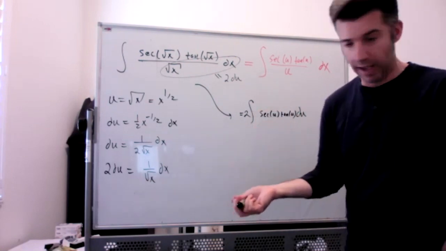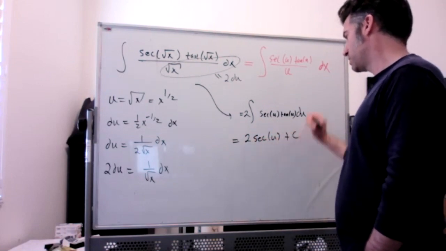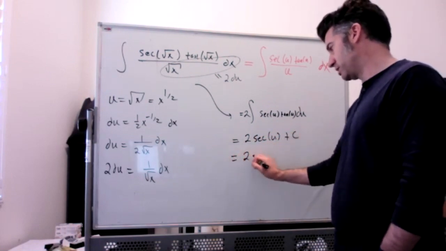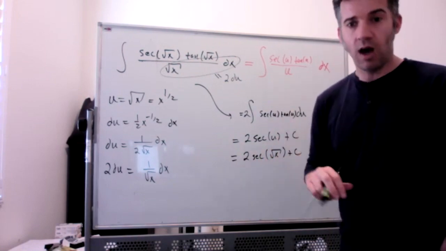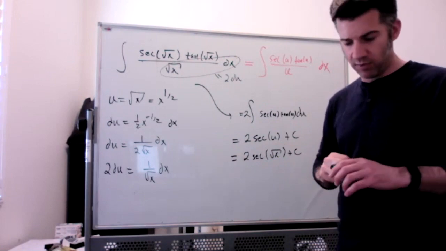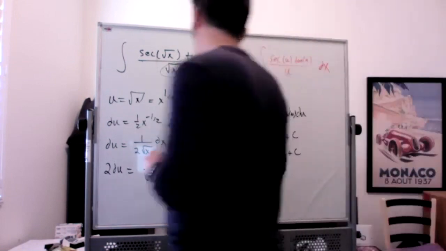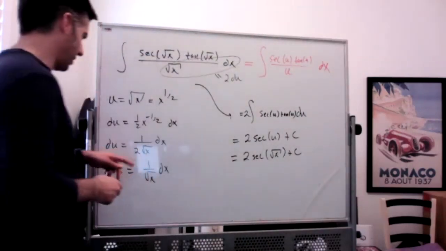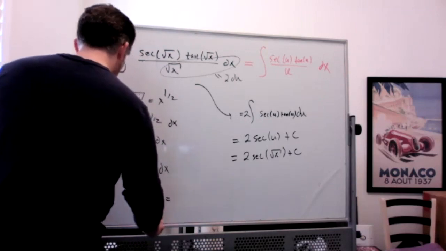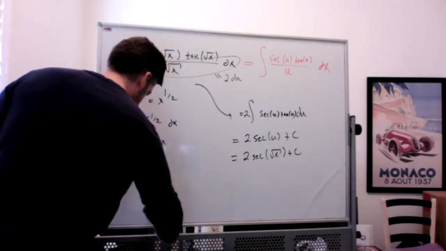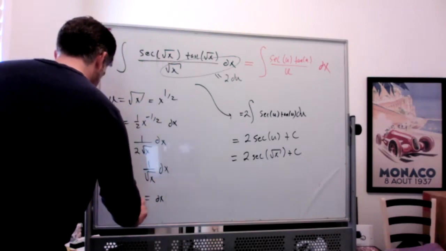We know how to integrate that. That's secant of u plus c, and then that's 2 secant of the square root of x plus c. I will mention it's not my favorite way of doing it, but some people like to say, well, James, you could just take dx right here and say that dx is equal to, it feels dumb, dx is equal to 2 square root of x times du.